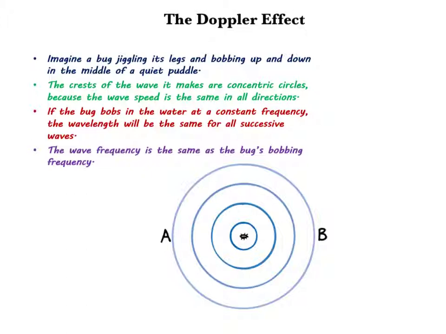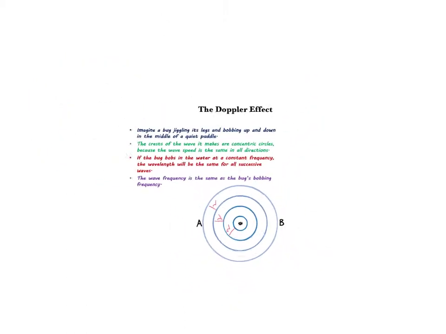Now, because the bug is tapping his foot at a constant frequency, the wavelength for each of these waves is going to be the same. The same wavelength there, same wavelength there, same there. And also the frequency will be the same as the bug's bobbing frequency at all points around his position. But now let's suppose that our bug begins to move across the lake while still tapping his foot.